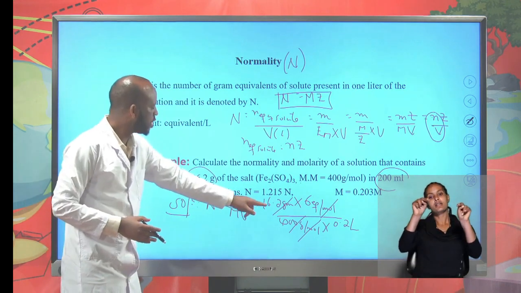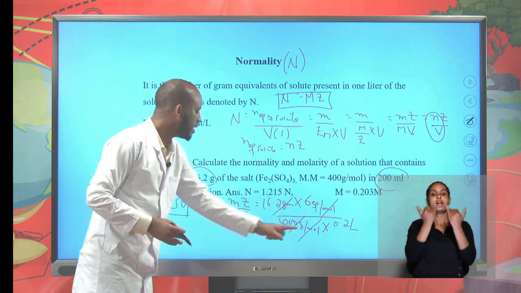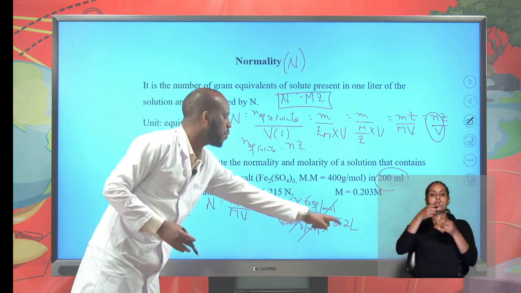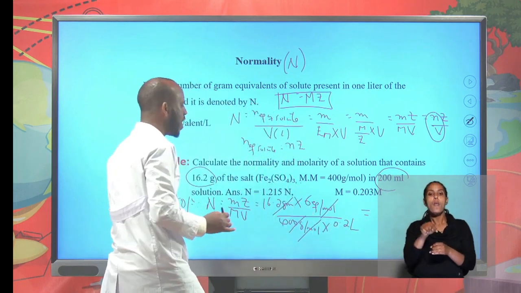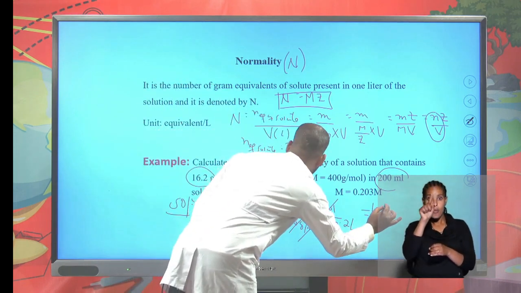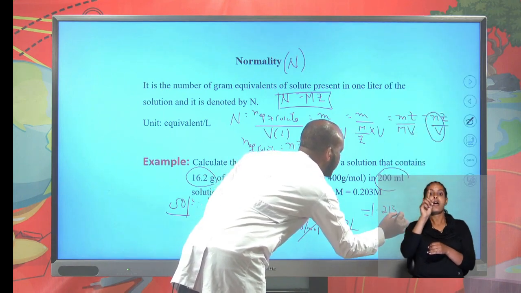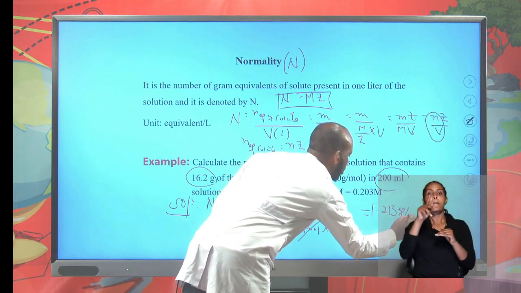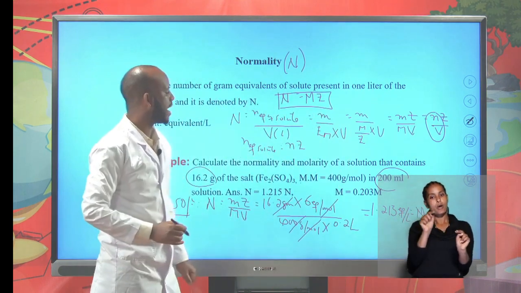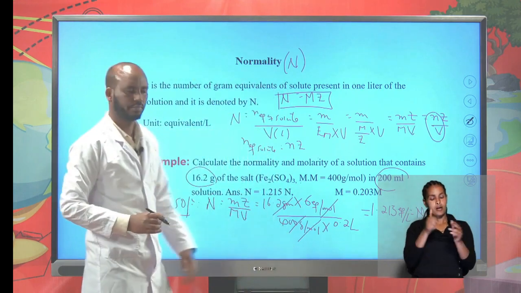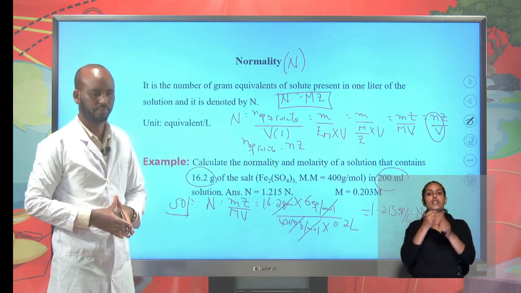Therefore, 16.2 times 6 equivalent divided by 400 times 0.2 liter is 1.215 normal, 1.215 equivalent per liter, which is normal. 1.215 normal. What is the molarity of this solution?